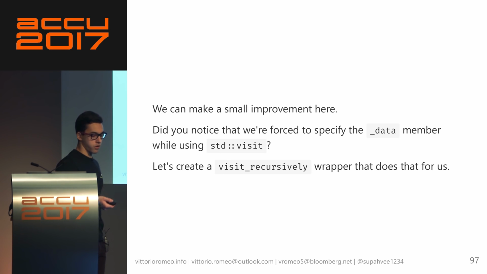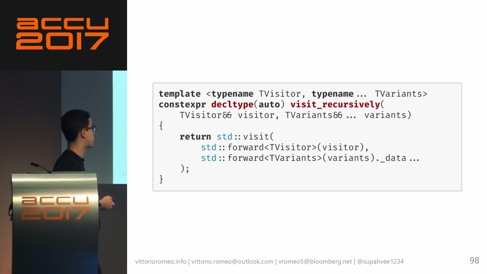So before diving into the crazy Y Combinator stuff, we can make a small improvement here. You might have noticed that we are forced to specify the data member when using std::visit. So let's just create a simple wrapper that does that for us, and I'll call that visit_recursively. This is just syntactic sugar.